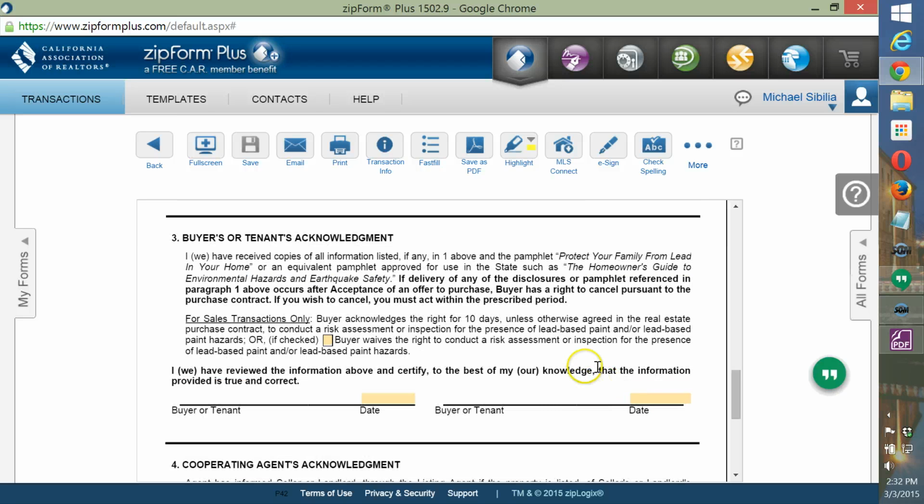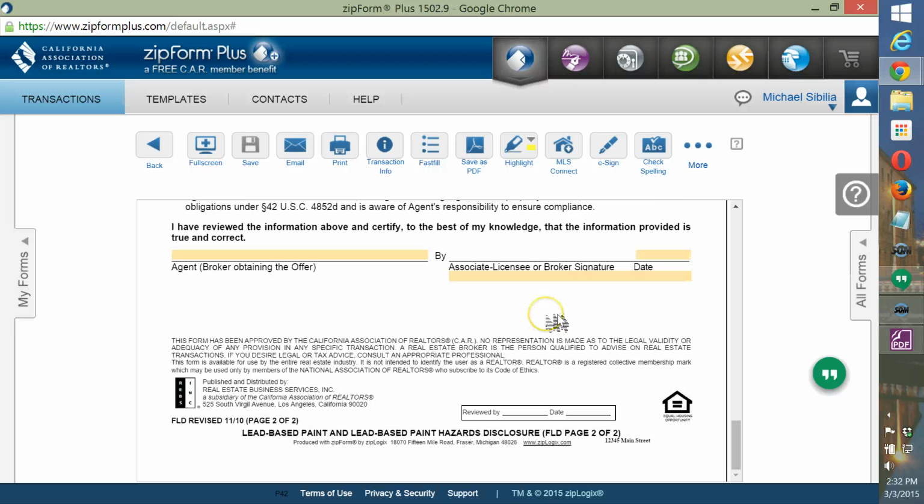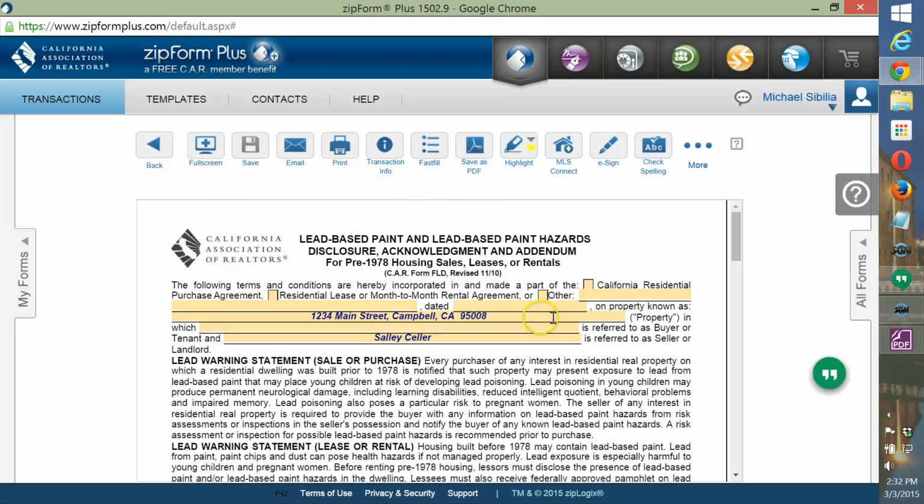Now, the buyer would be doing the same thing. They might be doing it on this form. They might be doing it on another form. Whatever, as long as we get it all in. But again, this is part of all of the stuff that we give them. All right, is everybody with me? All right.